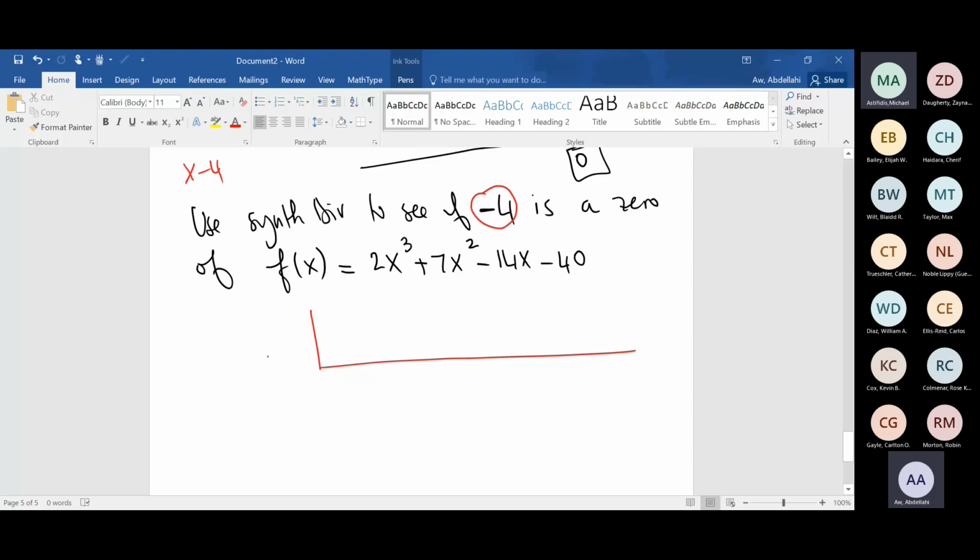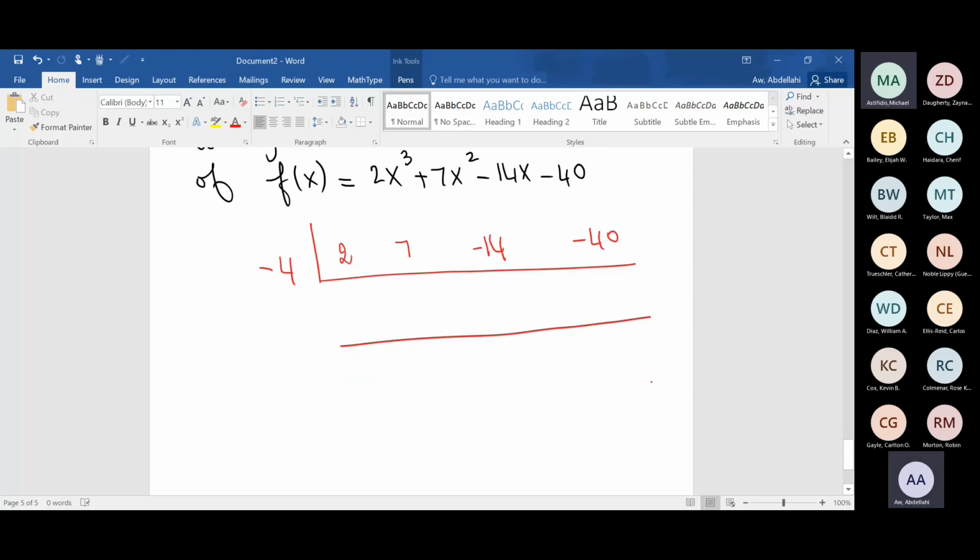Here we put negative 4. So what are the coefficients here? Nobody is missing, right? What is the first one? 2, 7, negative 14, negative 40, right? Okay, somebody tell me the numbers. I don't want to do it myself. Somebody tell me the numbers. What do you get?